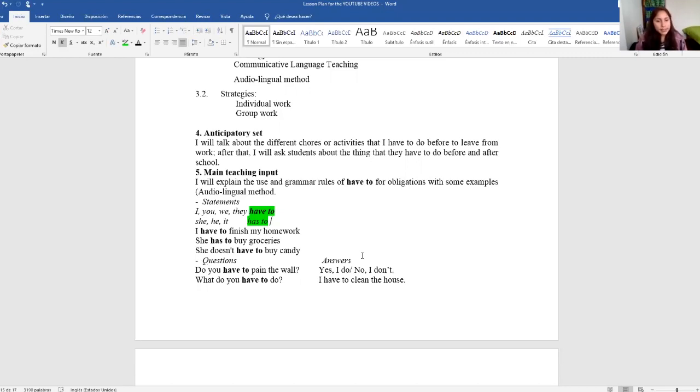positive sentences. I have to finish my homework. She has to buy groceries. So here you can see that for she we change to has to buy groceries. In negative, she doesn't have to buy candy.